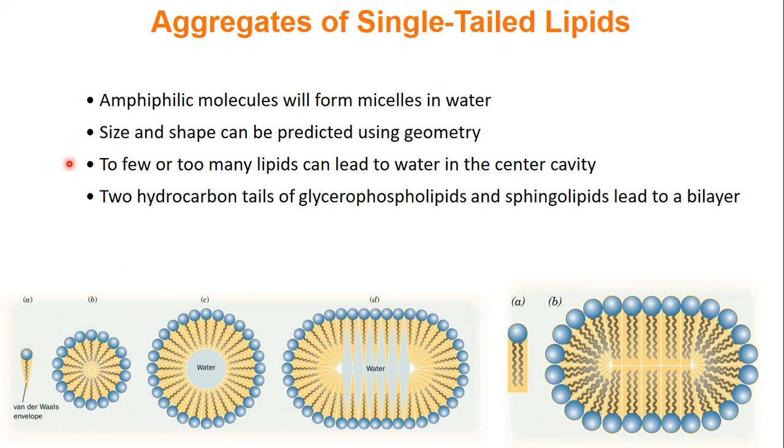The size and shape of these micelles can actually be predicted based on what the lipids look like. And it also depends on how many lipids you have. Too few lipids or too many lipids will result in water in the center cavity. Now, if your lipid happens to have two tails, like glycerophospholipids and sphingolipids do, you get the bilayer, which is what we see in the cell membrane.